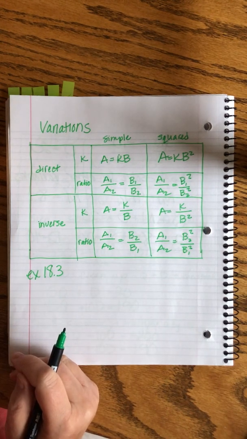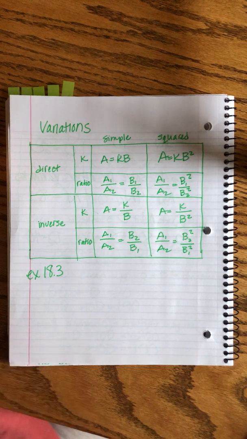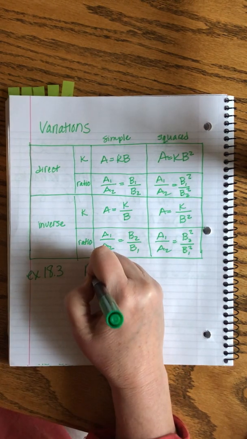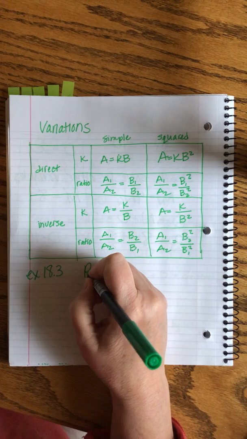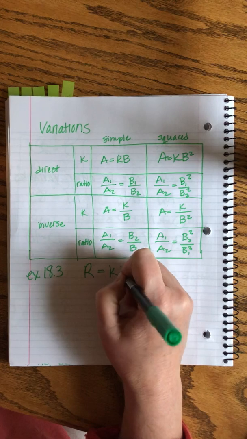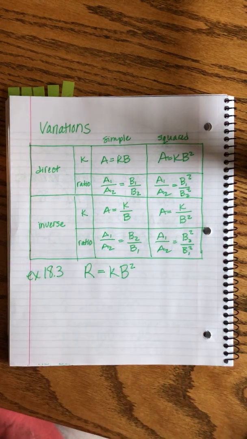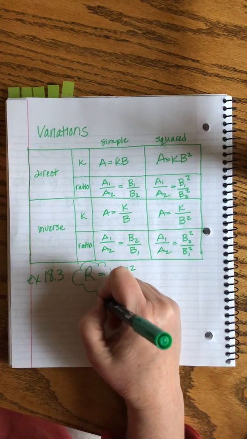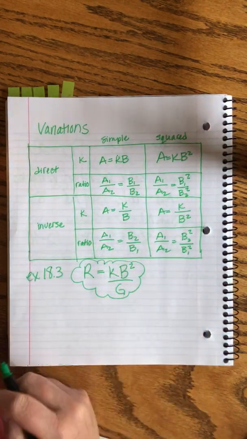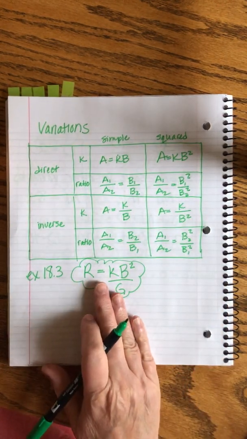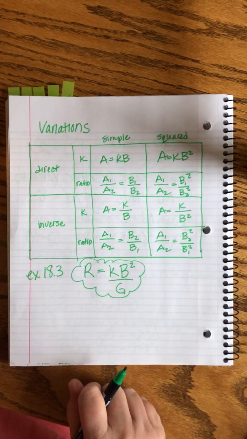Reds vary directly as blues squared and inversely as greens. And then it starts in with the numbers. So let's just figure that out. You follow along with what the sentence says. Reds vary directly as blues squared and inversely as the greens. That is the way my brain most easily and naturally understands that. I can do the ratio method, but my brain wants to do this first, okay?